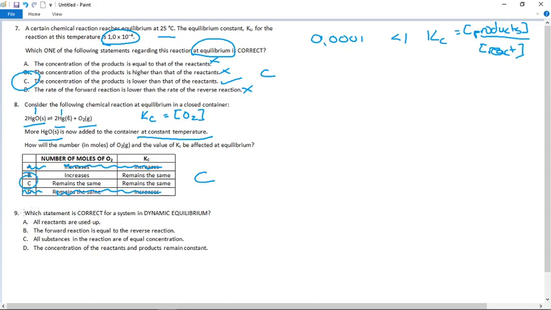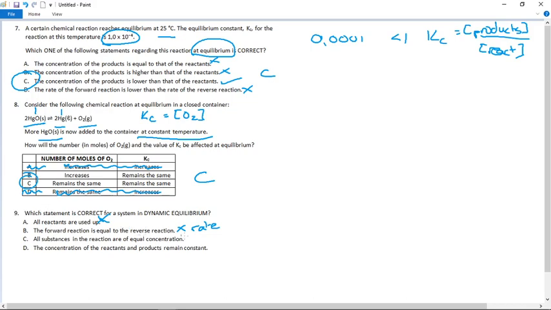Number 9. Which statement is correct for a system in dynamic equilibrium? All reactants are used up. No, that is for a non-reversible reaction, not an equilibrium reaction. The forward reaction is equal to the reverse reaction. This sounds sort of okay, but this is also not in fact okay because it is the rate. The rate of the forward reaction is equal to the rate of the reverse reaction in dynamic equilibrium. It means the change in concentration of products and the change in concentration of reactants per unit time is the same, so B is also wrong.